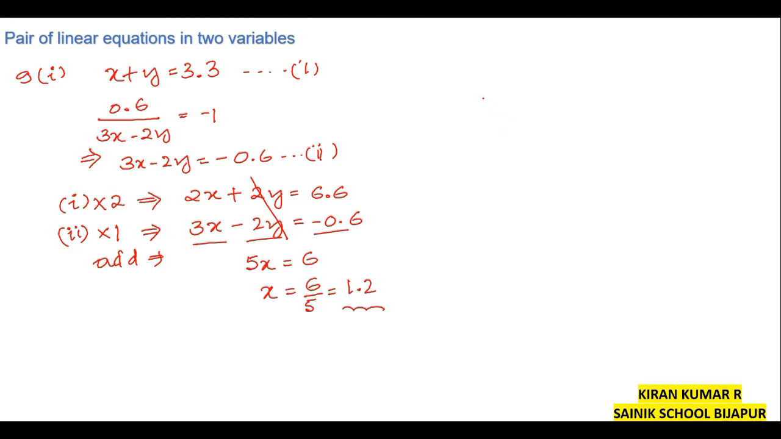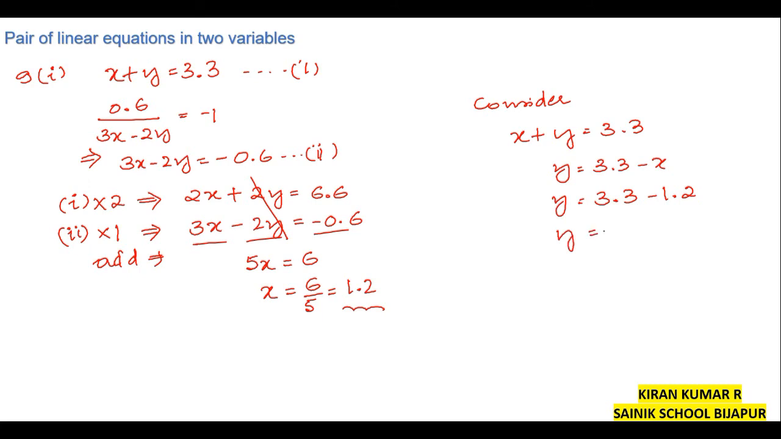Let me consider the first equation, x plus y is equal to 3.3. So y will be equal to 3.3 minus x. y will be 3.3 minus the value of x found, which was 1.2. So the y value becomes 2.1. Let me conclude here. Therefore the x value is 1.2 and the y value is 2.1. Simple. We shall take up one more question of the ninth question, the second sub-question, and the remaining you can try.